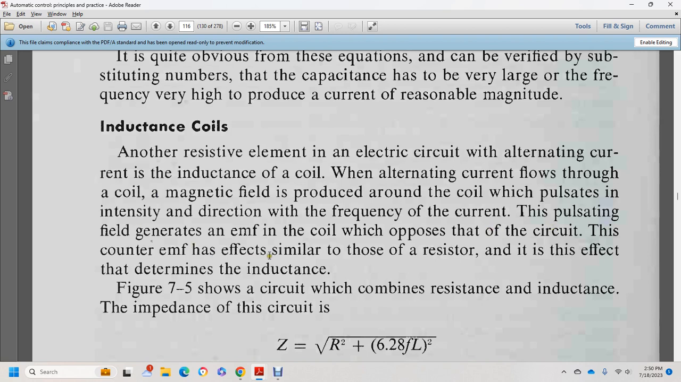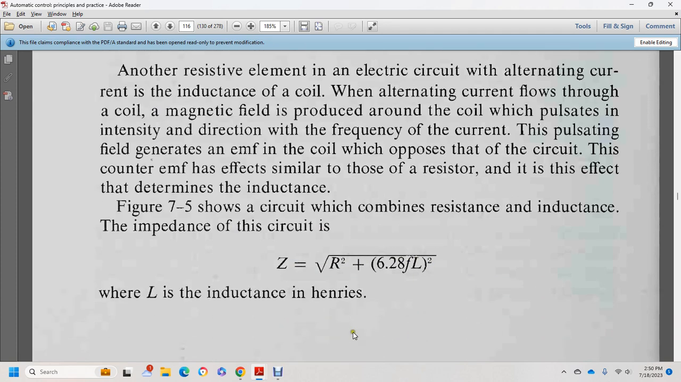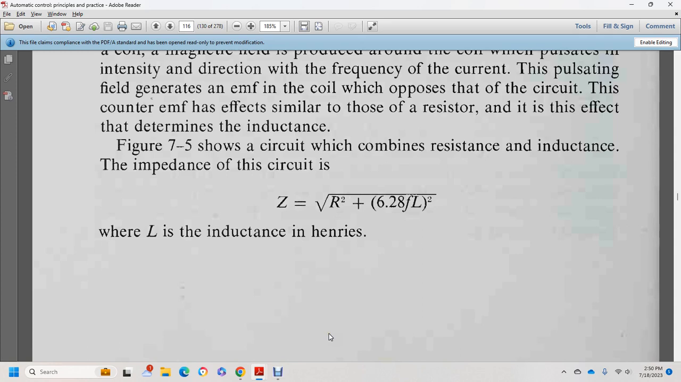This counter EMF has effects similar to those of a resistor, in that it determines the inductance. Figure 7.5 shows the circuit which combines the resistance with the inductance, and the impedance of the circuit. The impedance is equal to the square root of the resistance squared plus 6.28 times frequency times L, squared. L is the inductance.